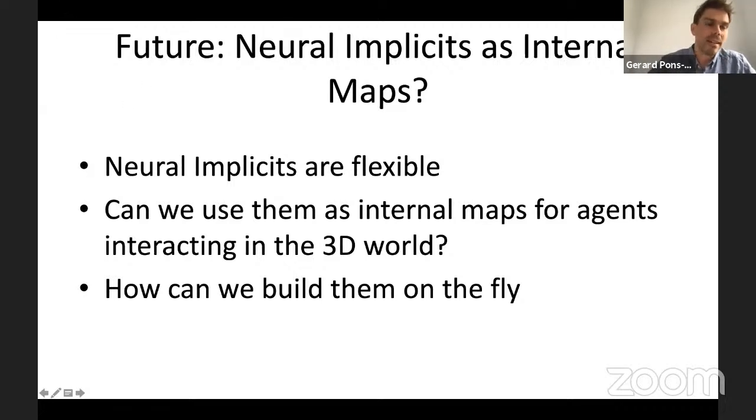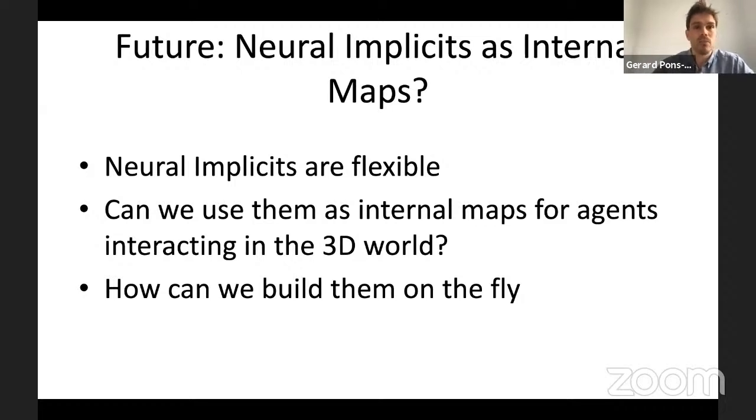So, research questions I keep thinking about. Okay, we know that neural implicits are flexible. And we know that one goal of AI is to build agents that interact with the 3D world. So can we use neural implicits to build some sort of internal map of agents that is updated as the agent interacts with the 3D world?